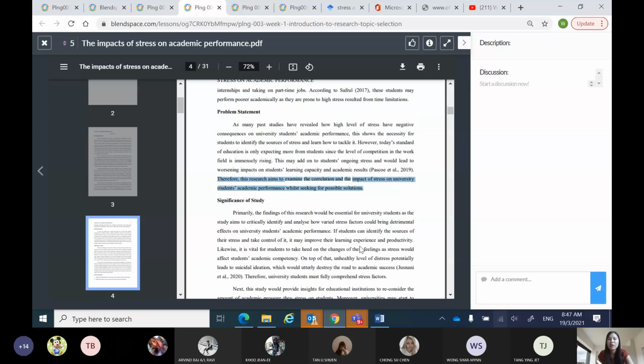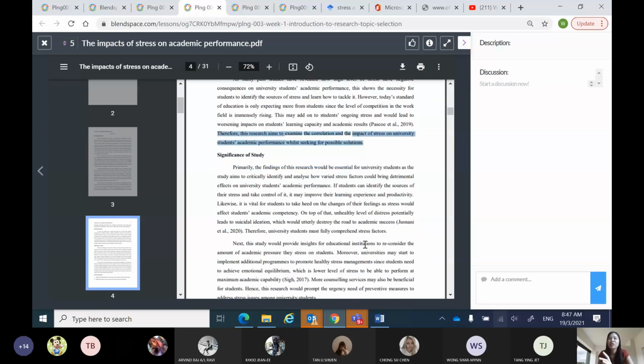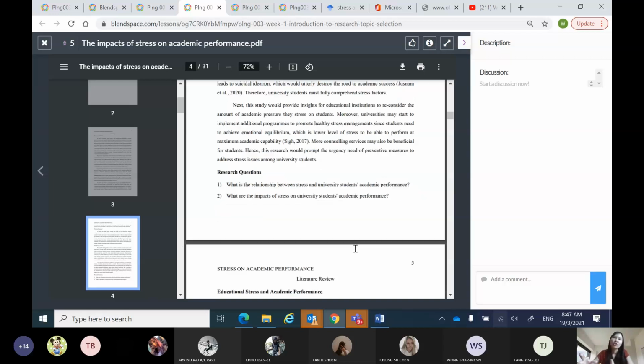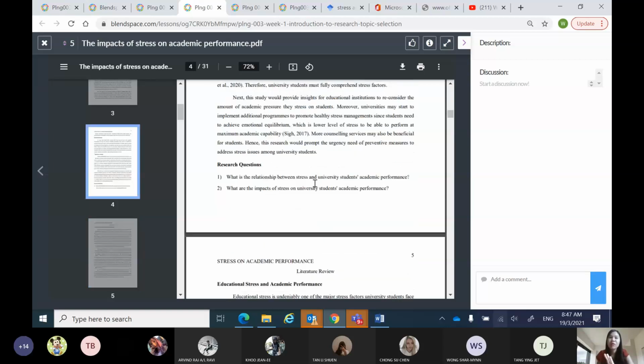This is very important. Then after that you go on to the significance of the study, where you describe what this research means to you personally, and who will benefit from this research and how they will benefit from it. And finally, you come up with the 2 research questions, which I've already standardized and you just have to follow. All of us are going to study 2 things: relationship and impacts. So do not have any other research question that is different from this. It must follow this format and it must look like this.